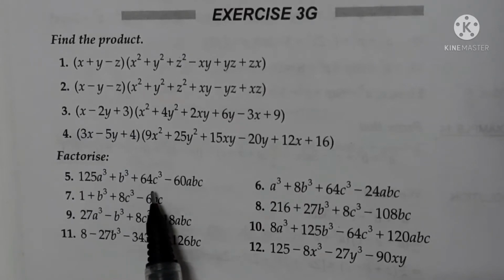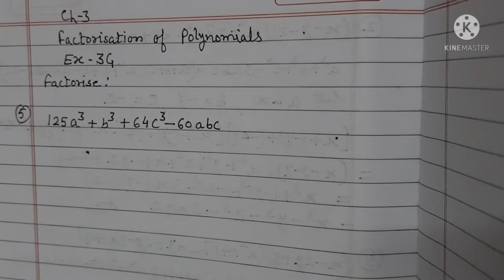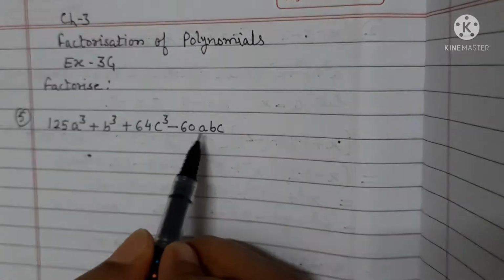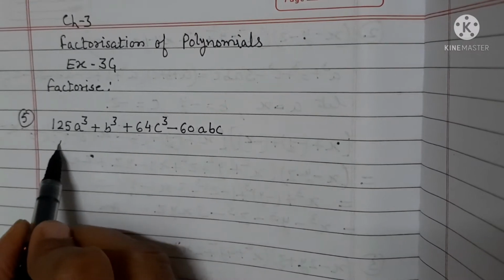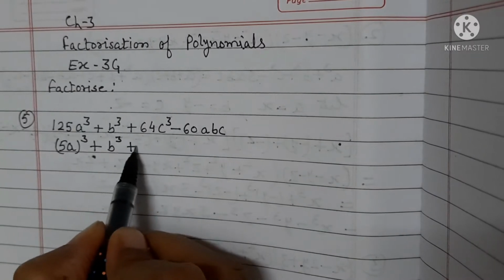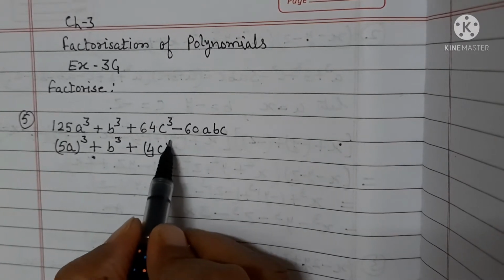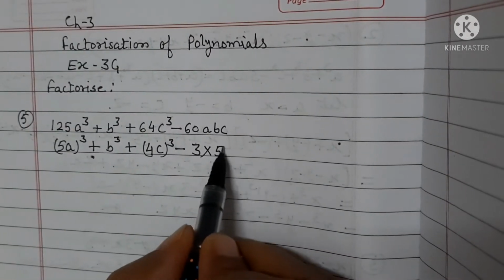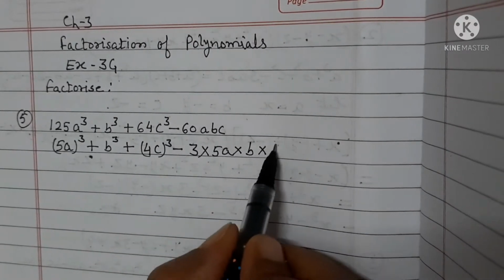125a cube plus b cube plus 64c cube minus 60abc. Here you have to make it in the form of a cube plus b cube plus c cube minus 3abc. So 125 means 5 cube, so you can write it 5a whole cube plus b cube plus 64 means 4 cube, 4c whole cube, minus 3abc means 5a, small a, b means b and c means 4c.